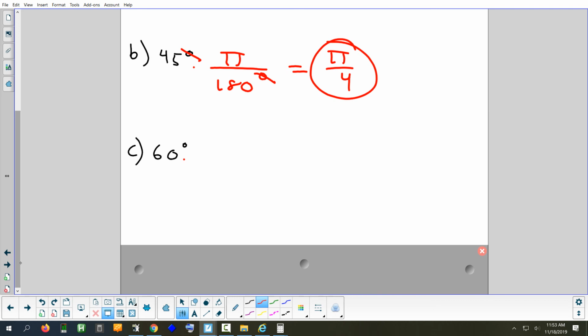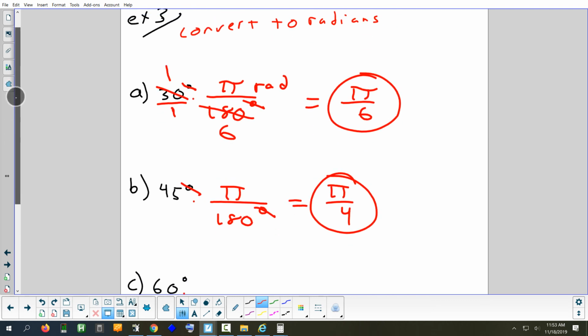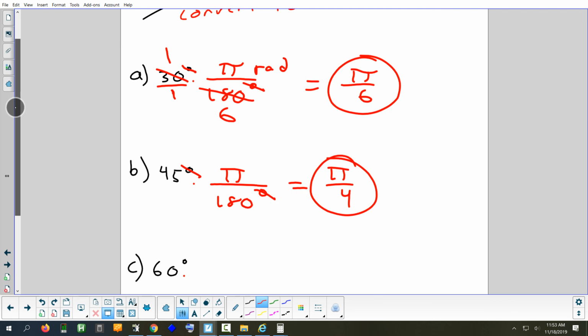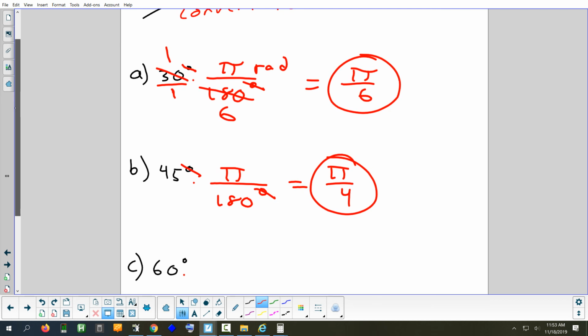Now, what's the connection between example A and example C? They both go into 180 evenly. What else? C is just double A. It's just double. So this should be 2 pi over 6, or when you reduce, pi over 3.